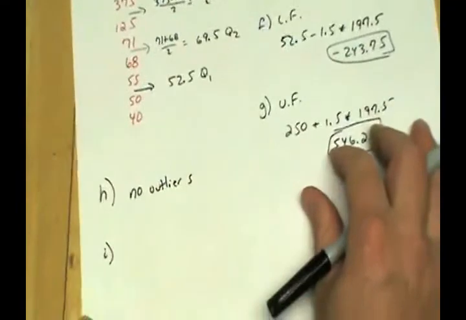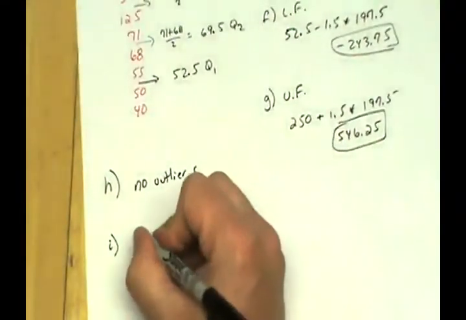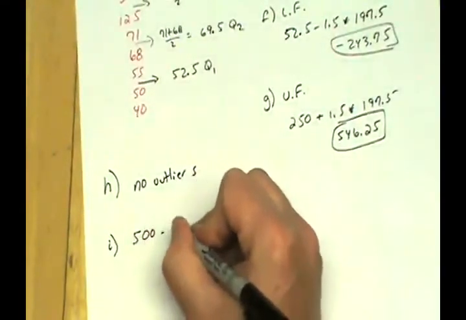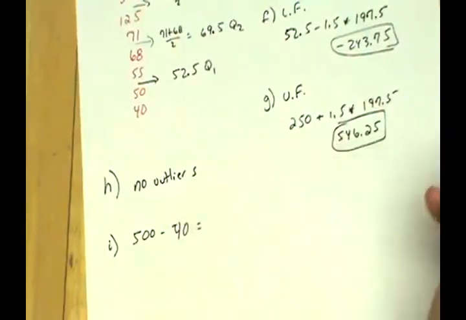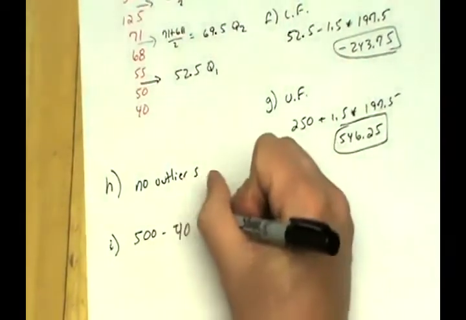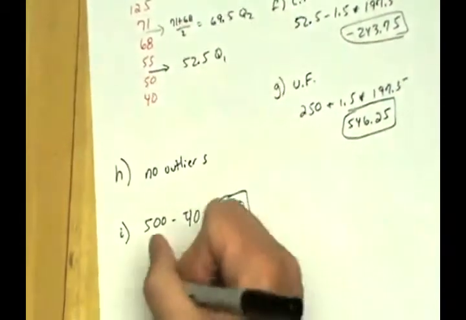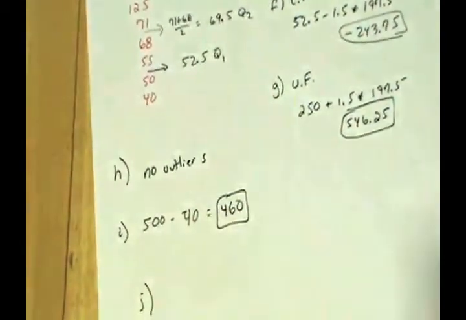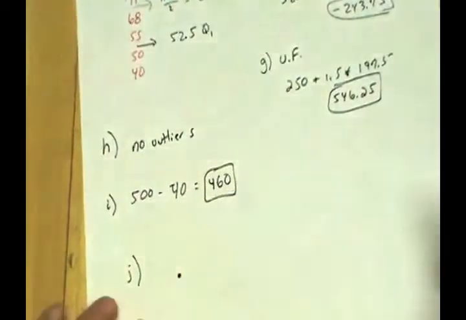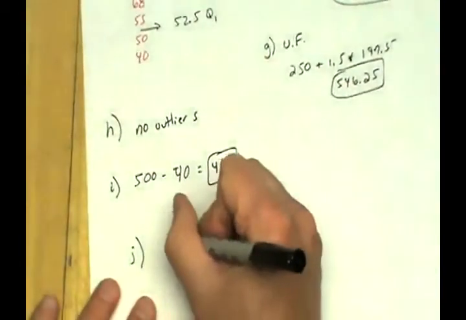I asks us for the range, so highest minus lowest data set, 500 minus 40, that's going to give us back 460, that's the range. And letter J, draw a box plot. Here we go. The lowest piece of data is 40.